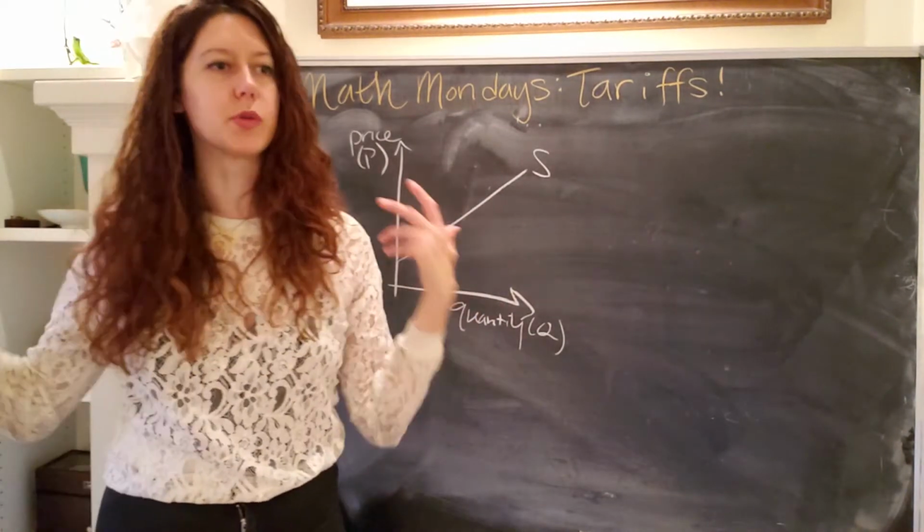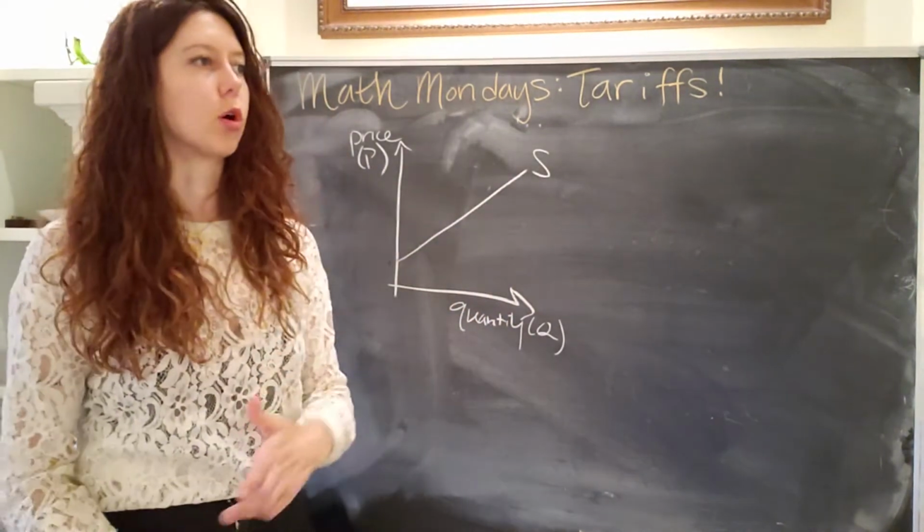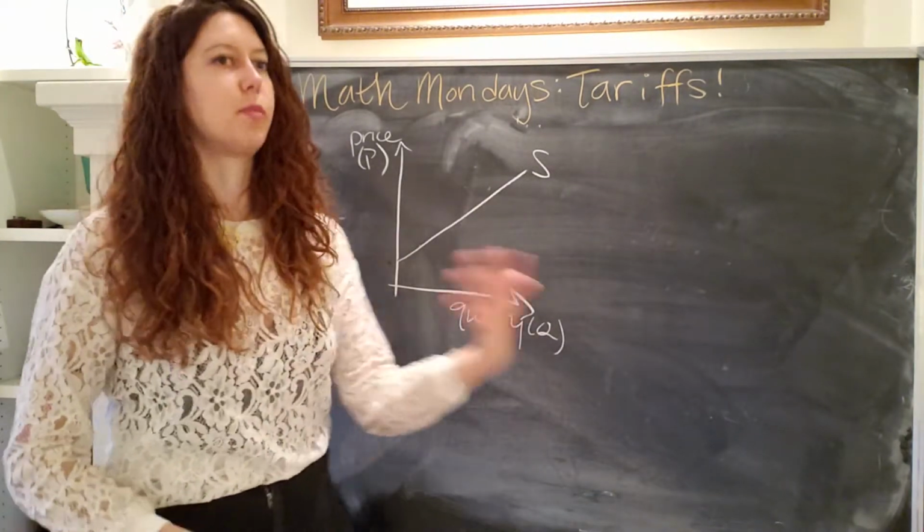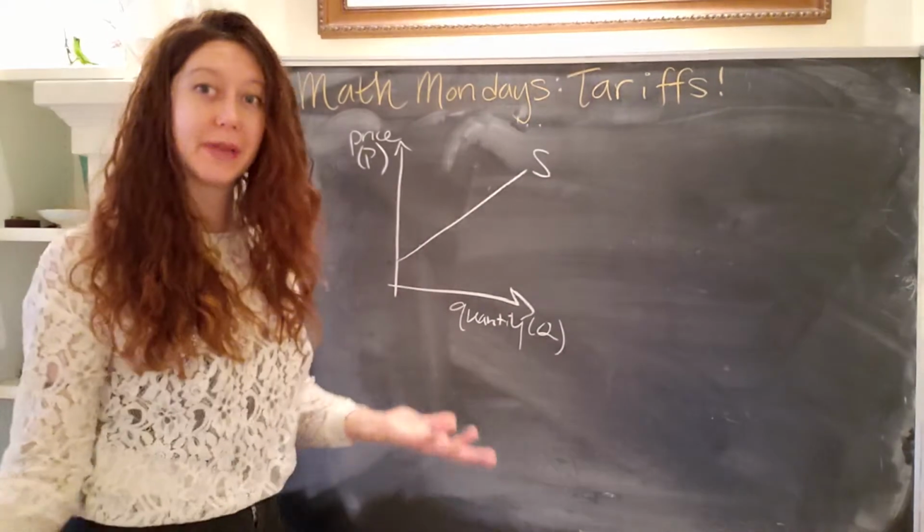A given producer will sell more, and more likely you'll have more people in the market, or more suppliers in the market, because they can make a lot of money.